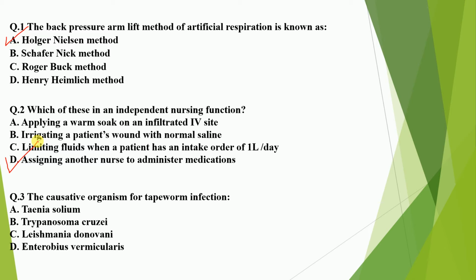Next question. The causative organism for tapeworm infection. Option A, Taenia solium. Option B, Trypanosoma cruzi. Option C, Leishmania donovani. Option D, Enterobius vermicularis. Correct answer is option A, Taenia solium.